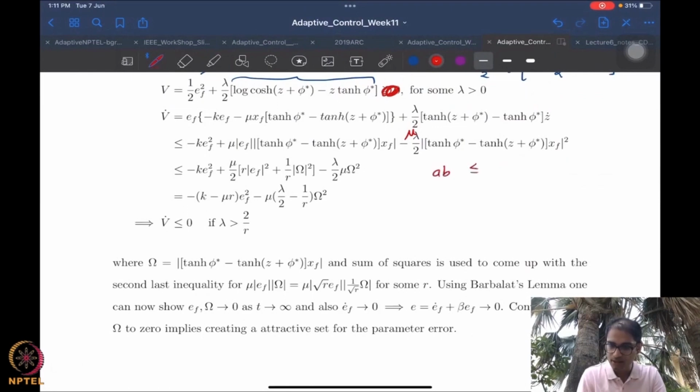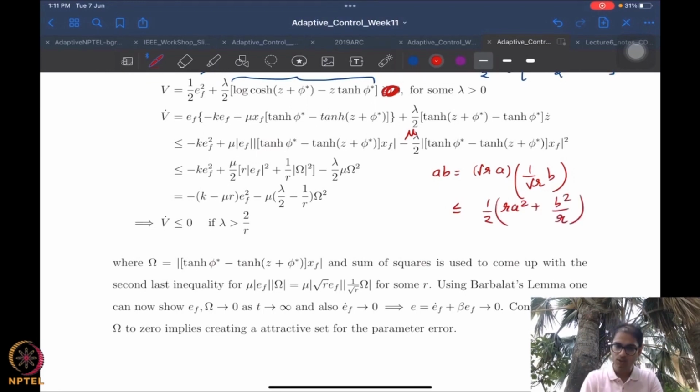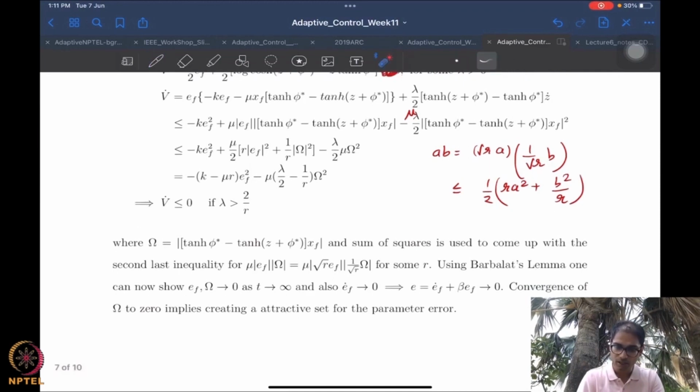AB is less than or equal to, well, I'm actually doing this. AB is equal to square root of R times A times 1 over square root of R times B. So this is less than or equal to half of R A squared plus B squared by R. That's what is being used here. If you notice from here, the mu remains as it is. And from these two terms, I get R EF square plus 1 by R omega square.